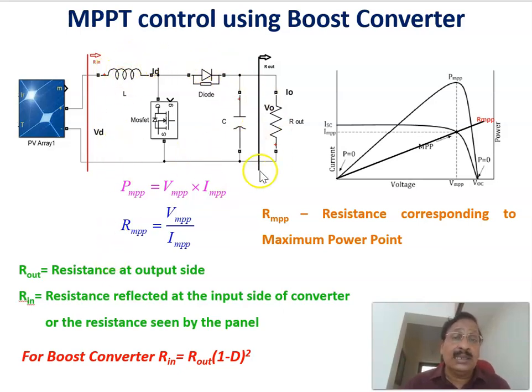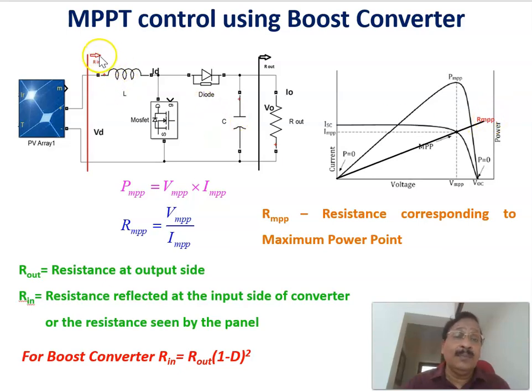Now coming to this diagram, the resistance at the load side is represented as R out, and the resistance reflected at the input side of the converter because of R out is called R in. We'll derive the equation in the next slide: R in equals R out into (1 minus D) whole square. Therefore, by controlling the duty ratio, we can make the input resistance, the resistance looking from this point, the same as the resistance of the PV array, or RMPP.